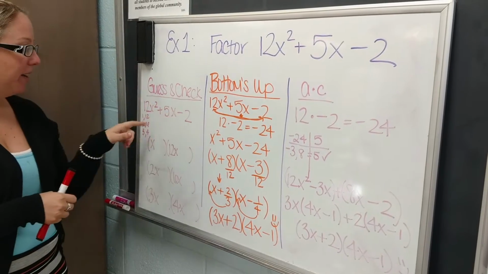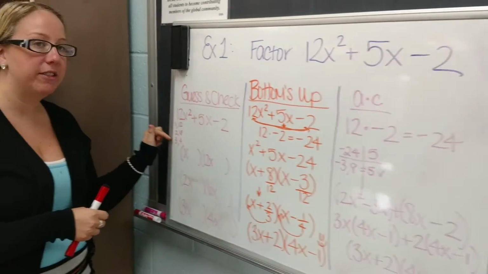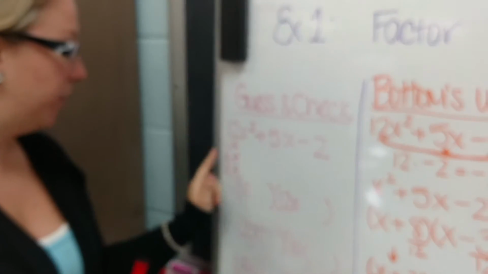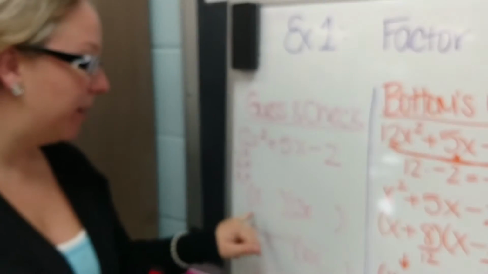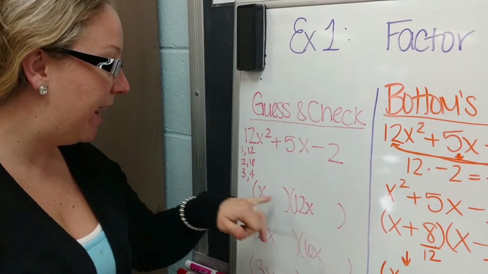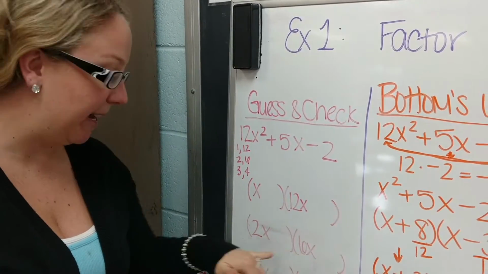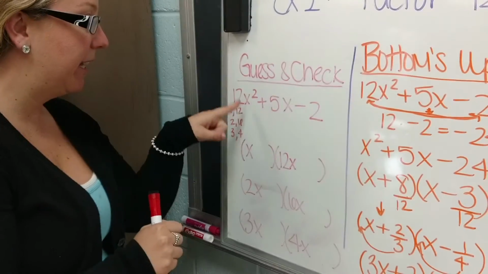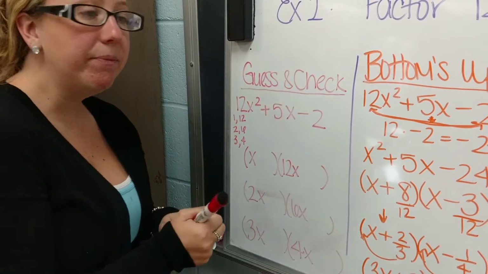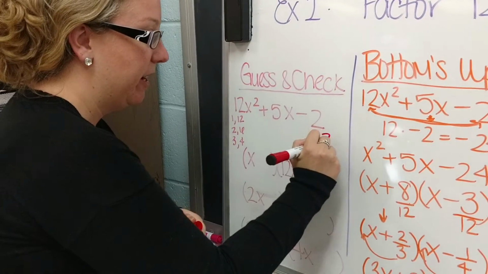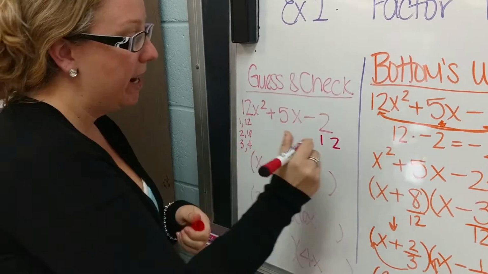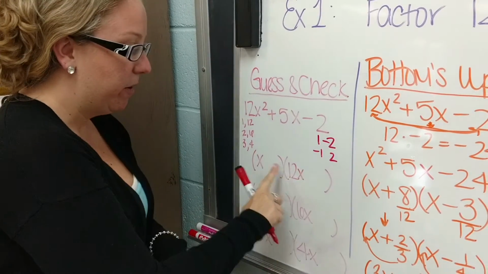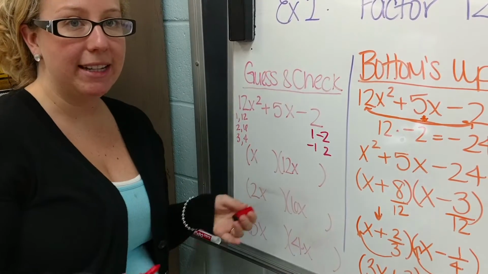With guess and check, what you want to do is look for all the factors of your a value. My a value is 12. My factors are 1 and 12, 2 and 6, 3 and 4, and that's how I want to set up my parentheses. So I have 1x and 12x, 2x and 6x, 3x and 4x, because I know when I multiply those first terms, they're going to get me to that 12x squared that I need. Then I want to look at my factors of negative 2. So I have 1 and negative 2, or negative 1 and positive 2.